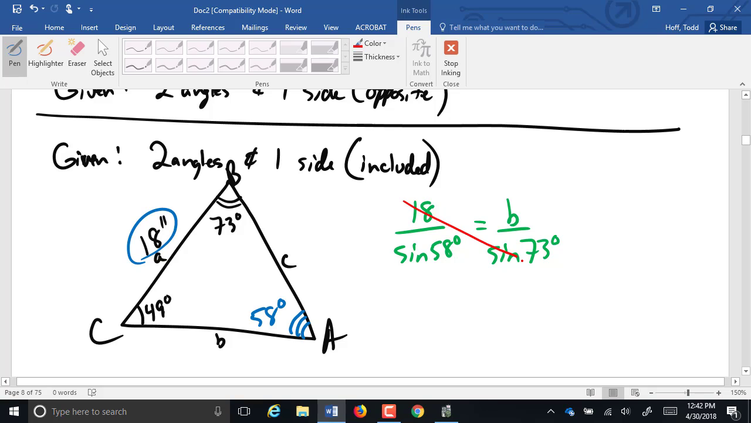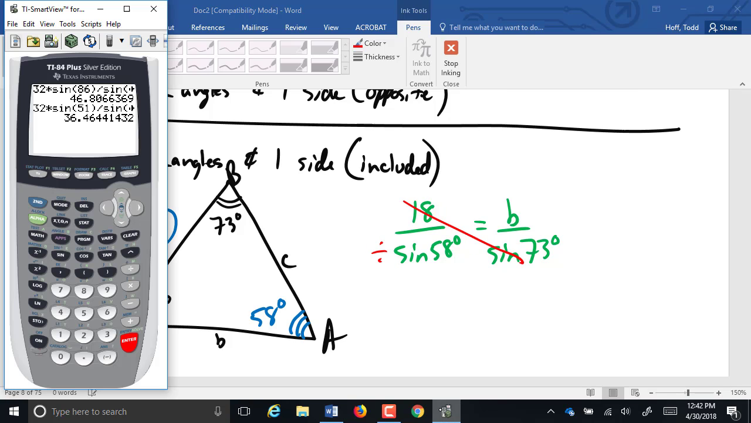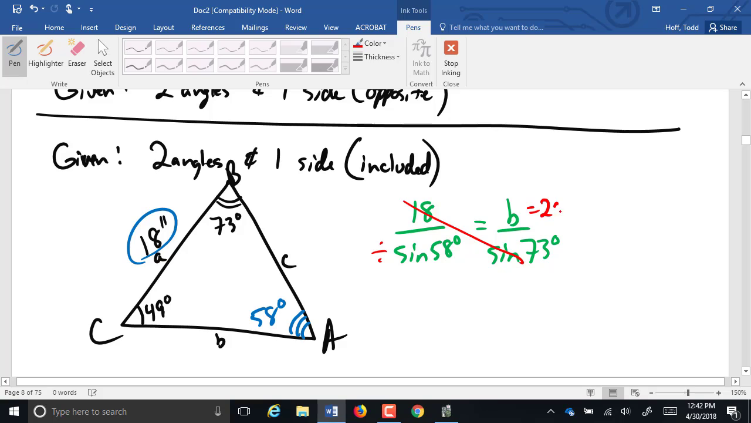So now we're going to cross multiply and divide. It'll be 18 times sine 73. Again, make sure you close that parentheses. Divided by the sine of 58. 20.30 inches. So B is 20.30 inches.